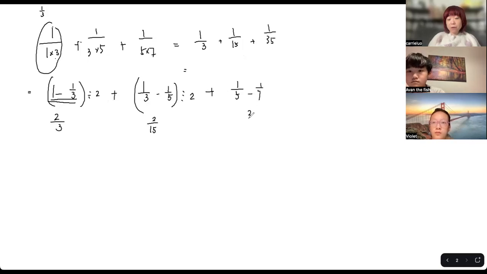So we know it's 2 over 35. But the original data is 1 over 35. So we divide it by 2. Do you understand this one? Why we're doing this, Violet? And how we're doing this?